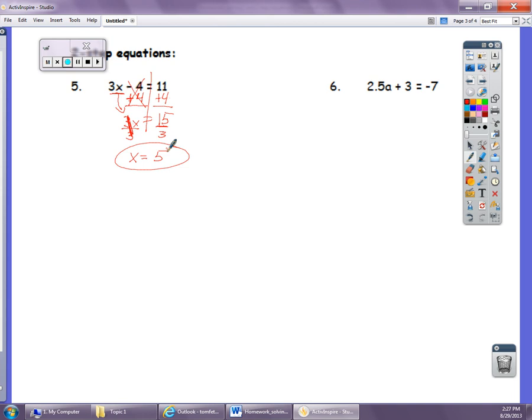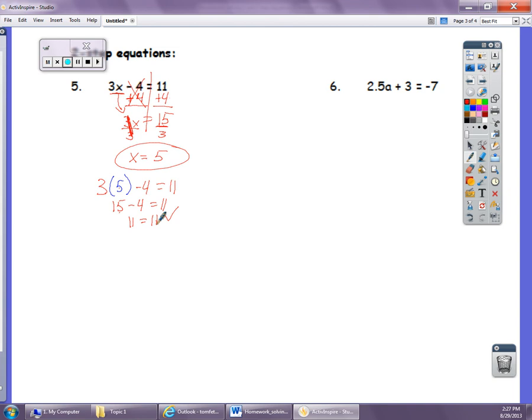And once again, we can check this, so we plug in 5 for x. So we have 3, and we can plug in my 5. So I plug in 5 for the x, minus 4, and it should equal 11. Well, 3 times 5 is 15. 15 minus 4, and we know 15 minus 4 will give us 11. So that's our check step, so we know that our answer is correct.